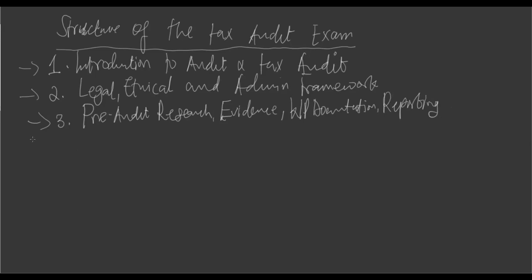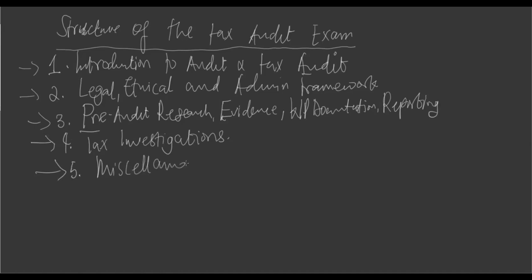Now, let's just say this is another area you need to know. Then finally, the 4th area should be tax investigations, okay? These are actually all the areas. Then the 5th area, I should name it miscellaneous, right? Why am I naming it miscellaneous areas?